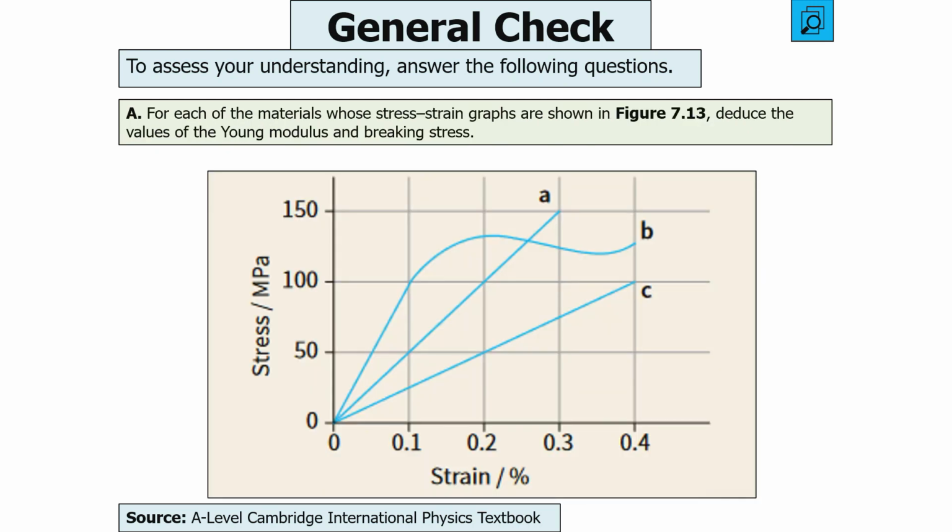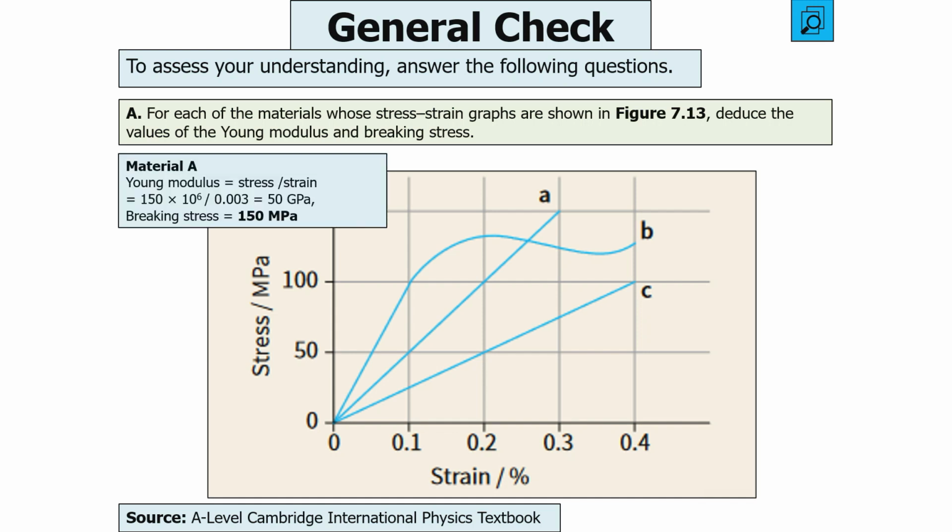For each of the materials whose stress strain graph is shown in the figure, deduce the values of the Young modulus and the breaking stress. So pause the video now, then unpause the video when you want to go through your answer. So for material A, the Young modulus is stress over strain. So you look at the values on the graph and you go to 150 times 10 to the 6, remember it's megapascals on the side, divided by 0.003, remember we turn percentages into values, so we divide by 100, so you get 50 gigapascals, and the breaking stress is the maximum value, which is 150 megapascals.